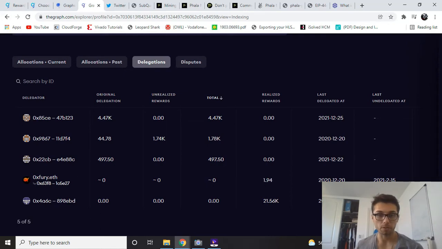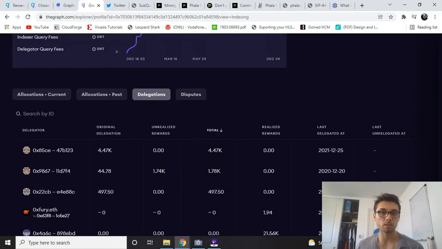This person is zeroed out and realized a reward of 1.9 GRT, and it looks like they delegated for about 2.5 months. I don't know what their original delegation was. It might have been very small. Currently it's 0 for this bottom person, but their realized rewards have been 21.5 thousand, and they undelegated towards the end of November. You can try to get an idea from this.